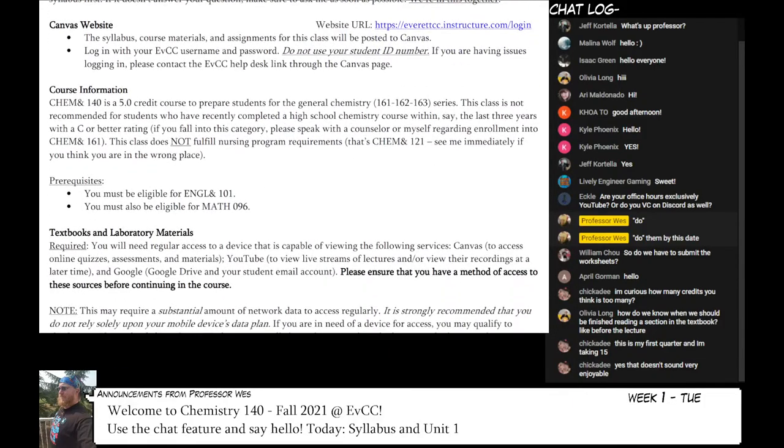So you can read a lot of this on your own. Very important right off the bat, if you are in the nursing program, you're in the wrong class. You want Chem 121.